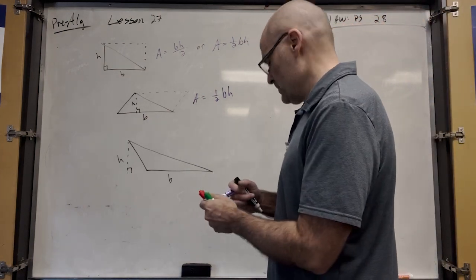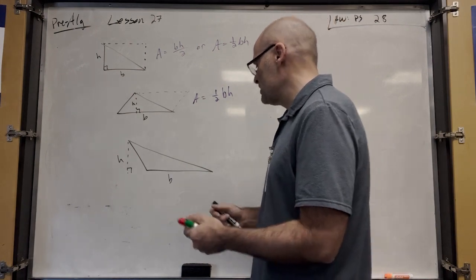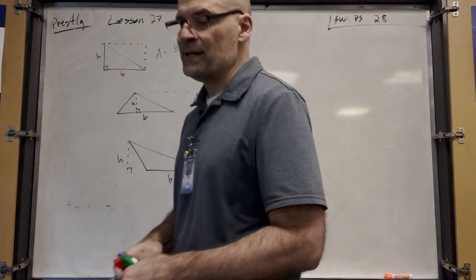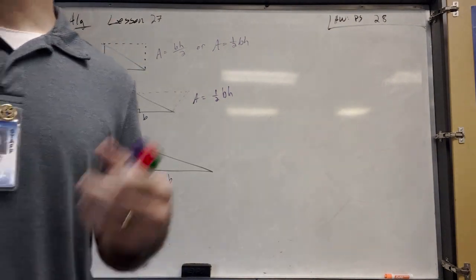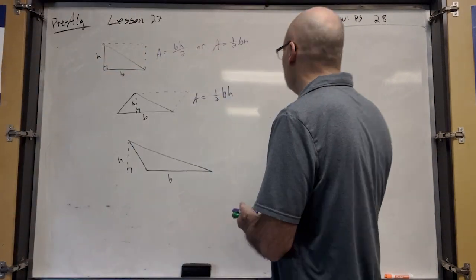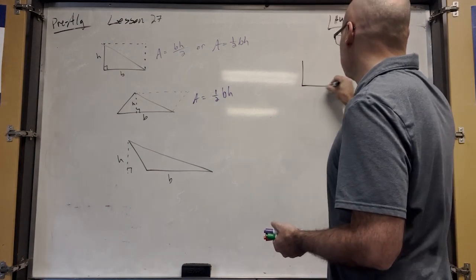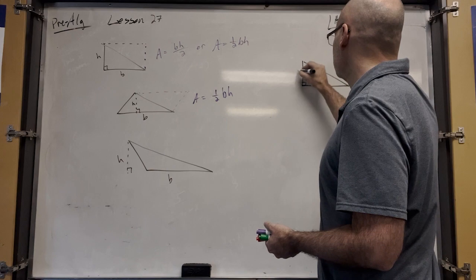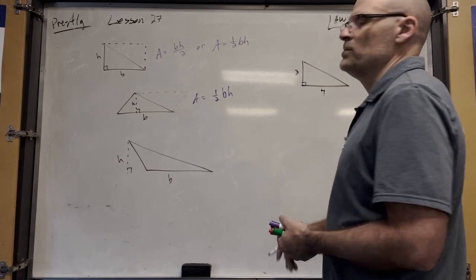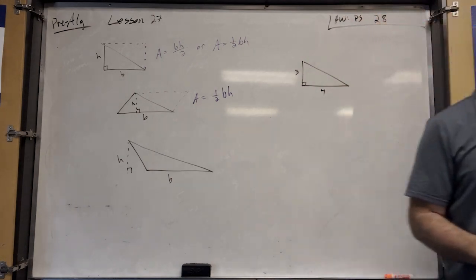So, base times height divided by 2. Either way, you just plug in the numbers. Okay? Do you guys want to do some examples? Let's do an example where this is 3 and this is 4. What's the area of this triangle going to be?